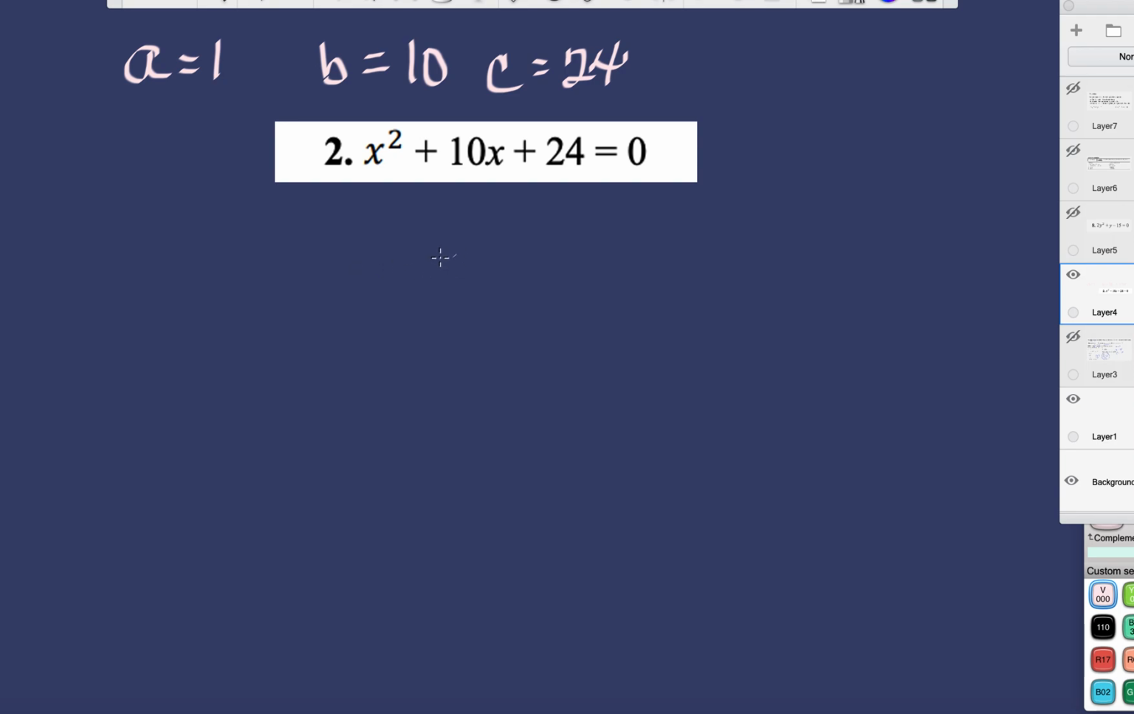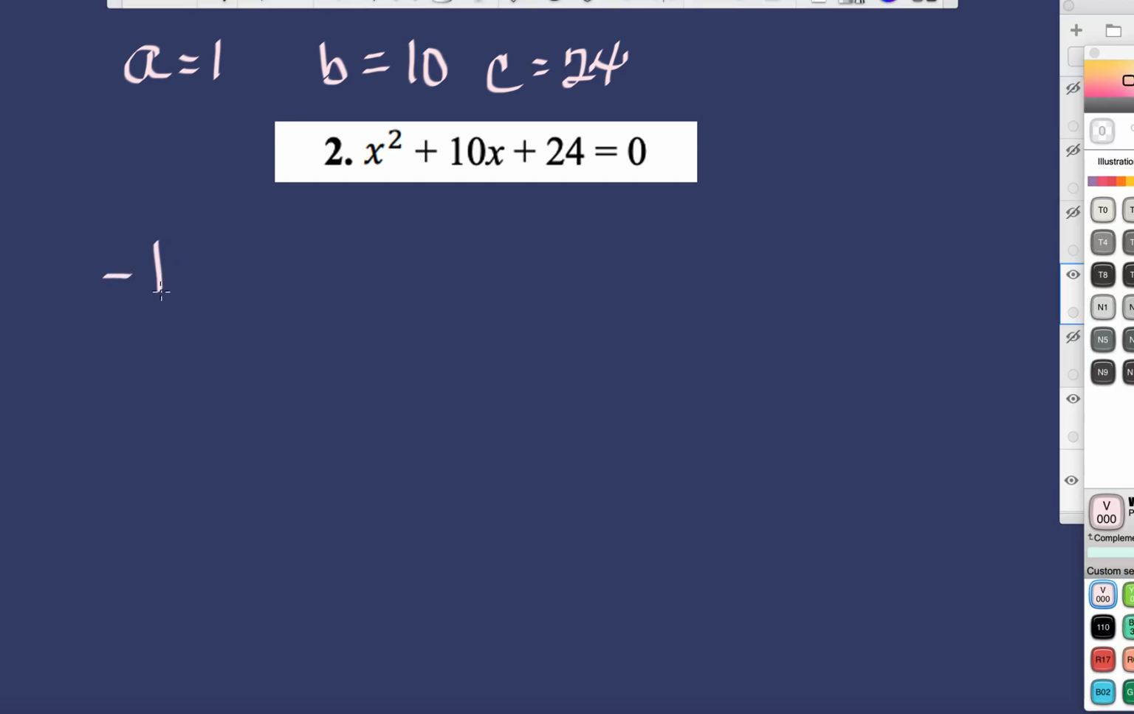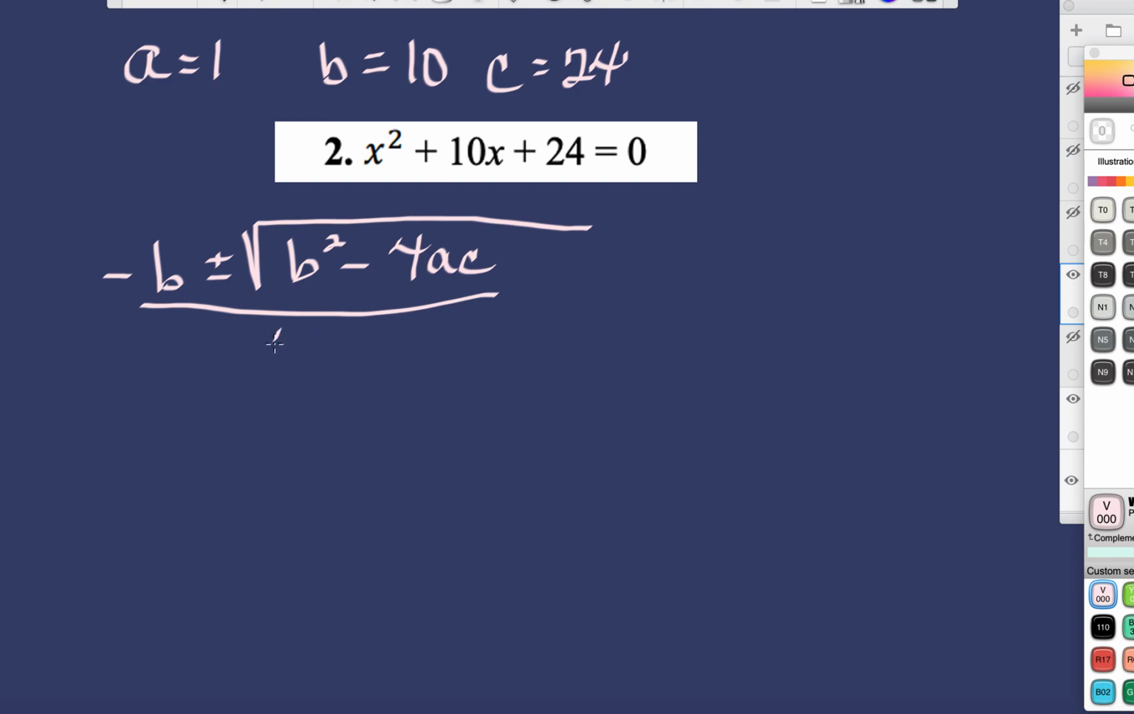Okay, here we go. The quadratic formula is negative b plus or minus the square root of b squared minus 4 times a times c, all of this divided by 2 times a. We have what we use to find the vertex, and we use the discriminant, and there we go. So let's start inputting values.